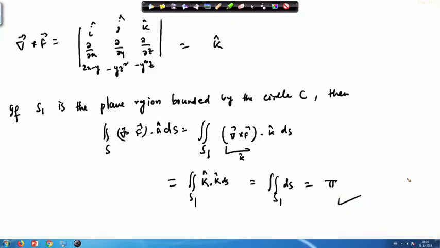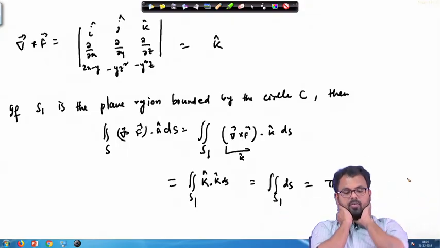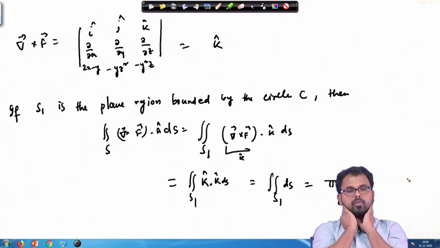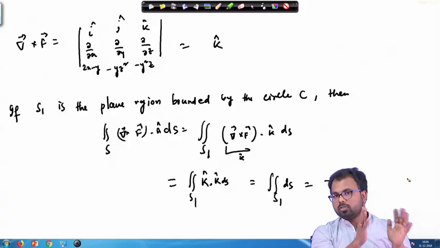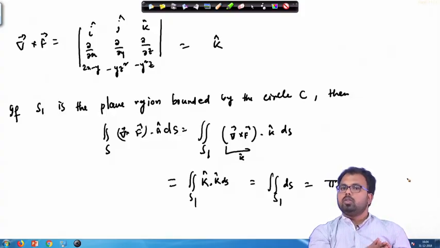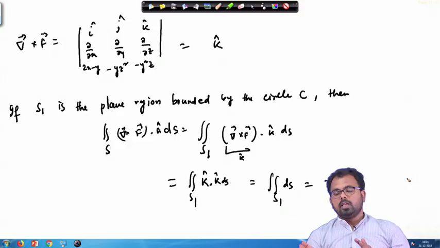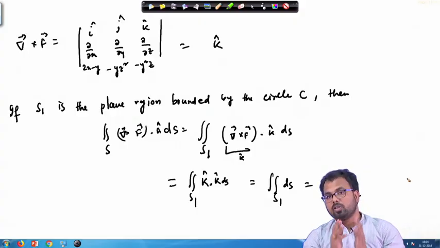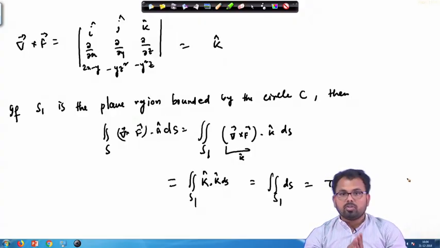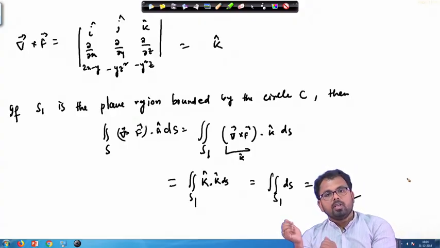Similarly, you can have several other problems from Stokes theorem, where you either convert your surface integral into a line integral, or you convert your line integral into a surface integral, and just calculate either one of them. So, if one expression is given to be complicated, try to use Stokes theorem to convert it into a simpler one, and see if you can calculate that one or not.